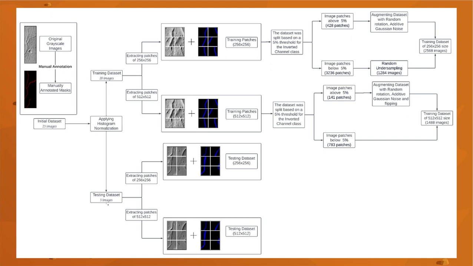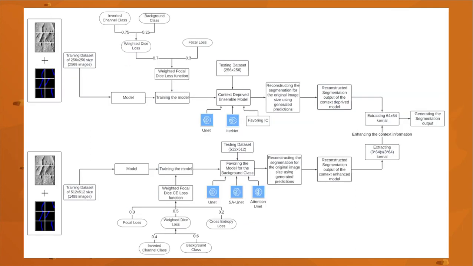This methodology results in two distinct datasets for training and testing segmentation models, one comprising small image patches and the other comprising large image patches. Using the 256 by 256 dataset, we train a context-deprived model, and using the 512 by 512 dataset, we train a context-extended model, and later we combine them into the context-enhanced model.